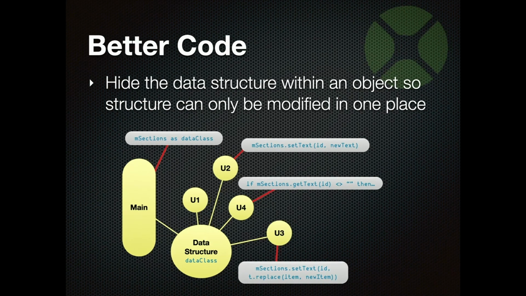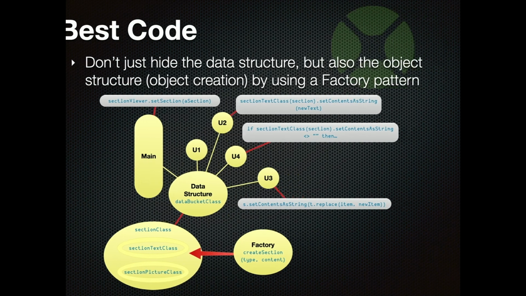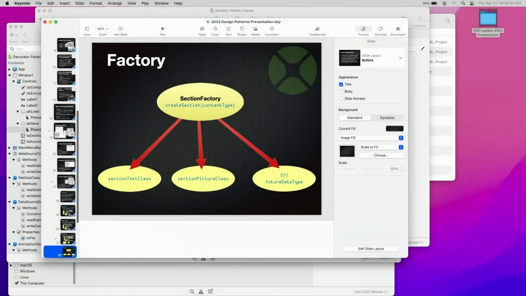So how do you solve this? Well, you solve it with a factory. Instead of creating sections of just text like this, you basically have objects that represent each section, and you can have different types of objects, like a text object, a picture object, a sound object, whatever you want to do. I got another diagram that's a little bit clearer. So you have a section factory. It is able to create a section text class, section picture class, and whatever future data type you decide to add. And this actually works really, really cool.